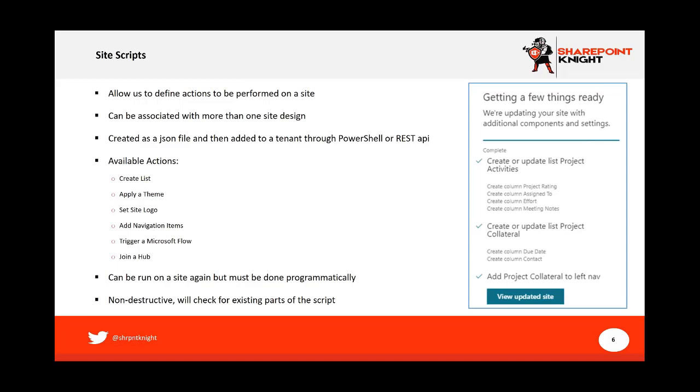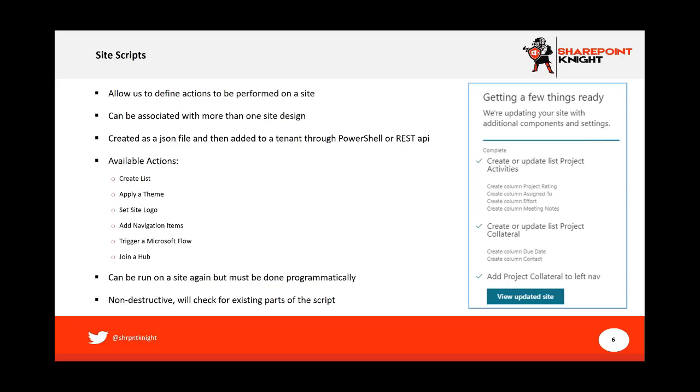So if you go into your modern site and click on the option to change the look, and you say, oh, I like that theme, I want to use it. Well, you can't. With the site scripts, we can only apply a custom theme that we've created. All the out-of-the-box ones don't work. I'm not sure exactly why, but that's just one of the limitations we have in place at the moment.